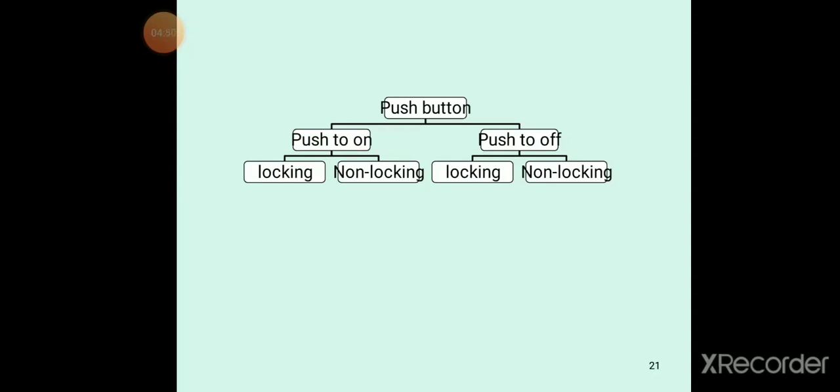Push to on means whenever we push, the switch will be on. Whenever not pushing, the switch will be off. Push to off means the switch is already in the on position. Whenever you push, the switch will be off. So these are the two different types of push button: push to on, push to off.